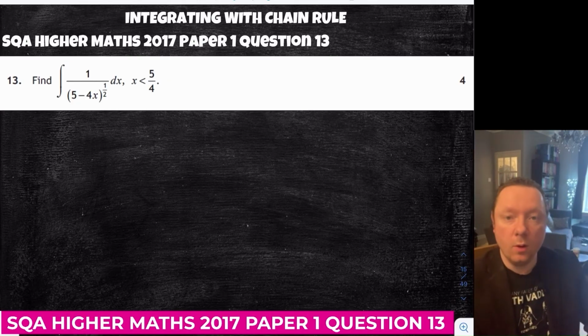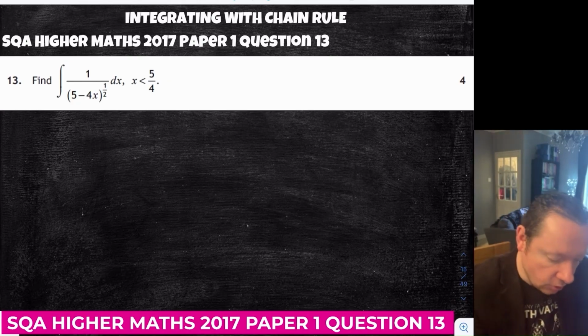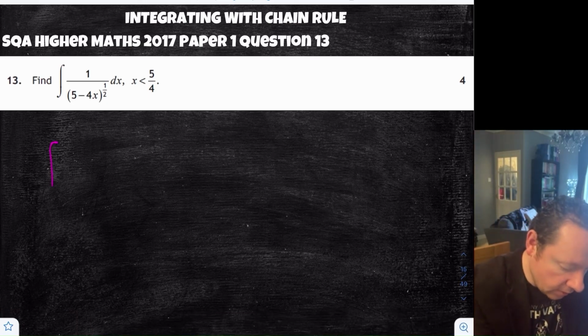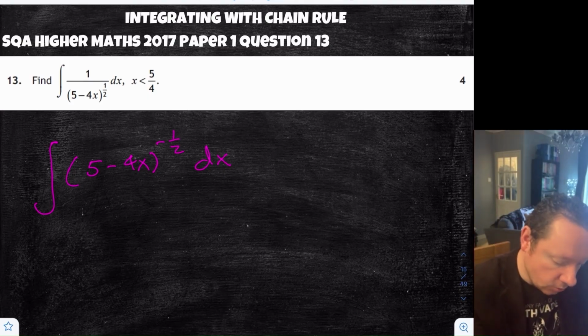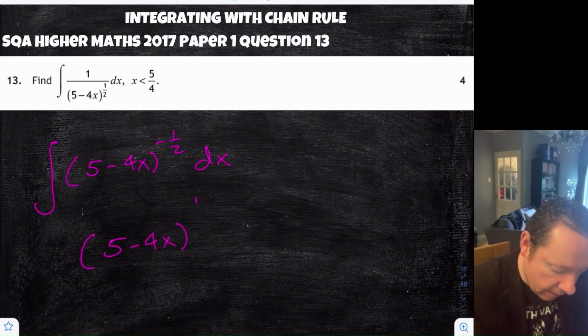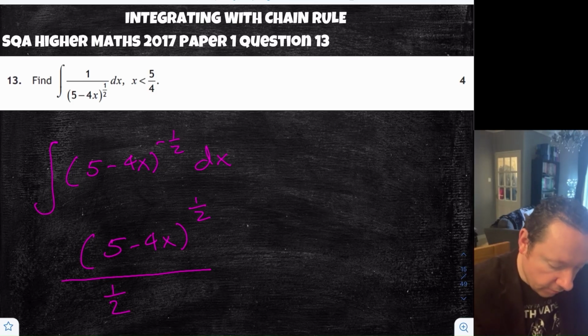Okay, integrating with the chain rule, not a trig function. This one, 2017, paper 1, question 13. Integrate this function. So we need to get it ready to integrate first. So that becomes the integral of (5 minus 4x) to the minus a half dx. It's telling you obviously that x can't be more than 5 over 4 because this would not be valid. Now let's integrate that. So we add 1 to the power. So we get (5 minus 4x) to the power of a half. We divide by the new power, so we divide by a half. But we also divide by the function differentiated, so times minus 4 on the bottom as well. And we've also got plus c, of course.